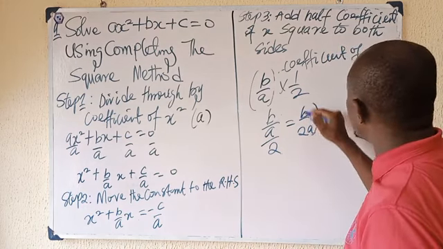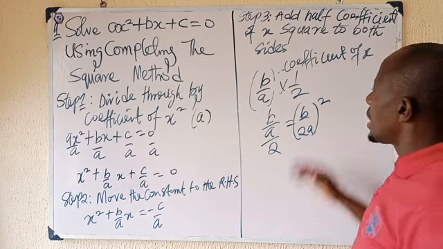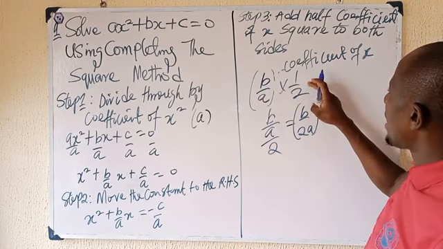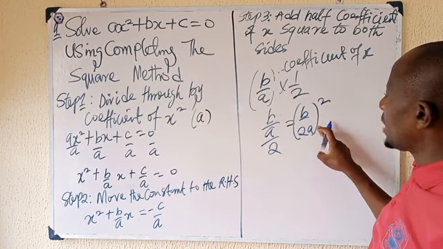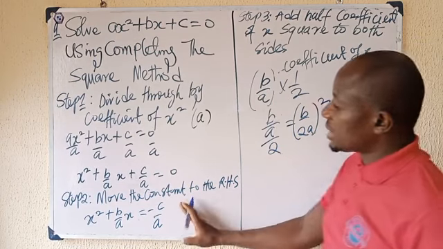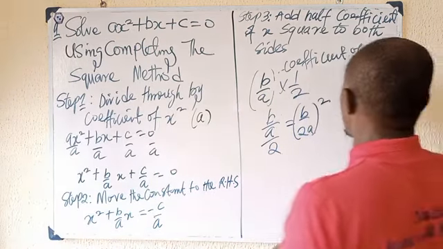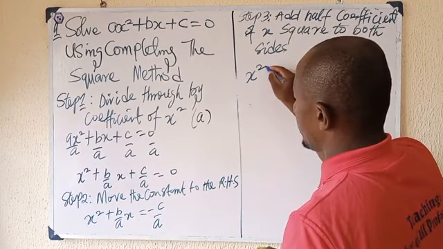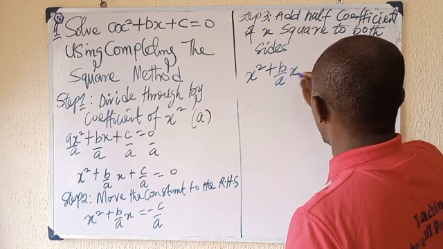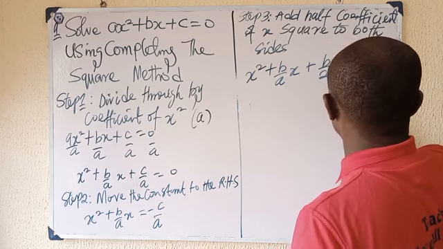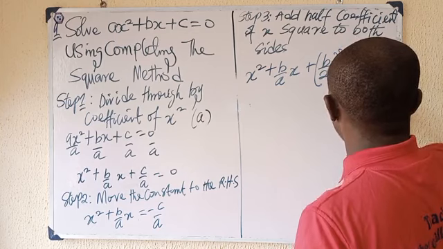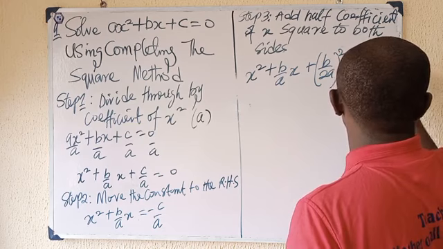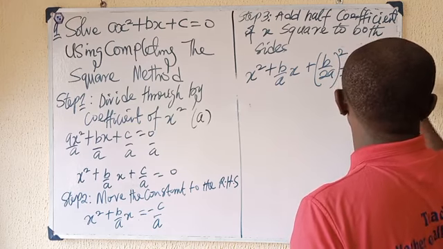They said we should square it. So if we square it, we have this. And we add it to both sides of the equation. So this is the coefficient of x. This is half of it. And when you square it, you have this. So we are going to add it to this side of the equation and this side of the equation. So let's do that quickly. If we do that, we are going to have x squared plus b over a x plus b over 2a squared equal to minus c over a plus b over 2a squared. So this is what we have.